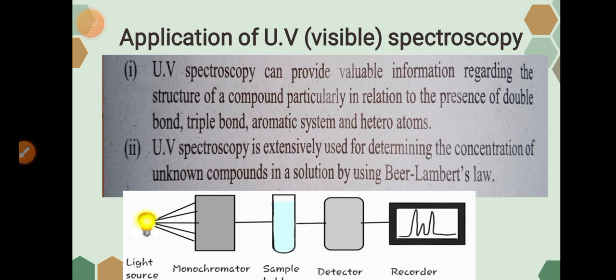Application of visible light spectroscopy and UV spectroscopy can provide visual information regarding the structure of a compound, particularly in relation to the presence of double bonds, triple bonds, aromatic systems, and heteroatoms. We look for the bond in visible light spectroscopy. And UV spectroscopy is extensively used for determining the concentration of unknown compounds in solution.